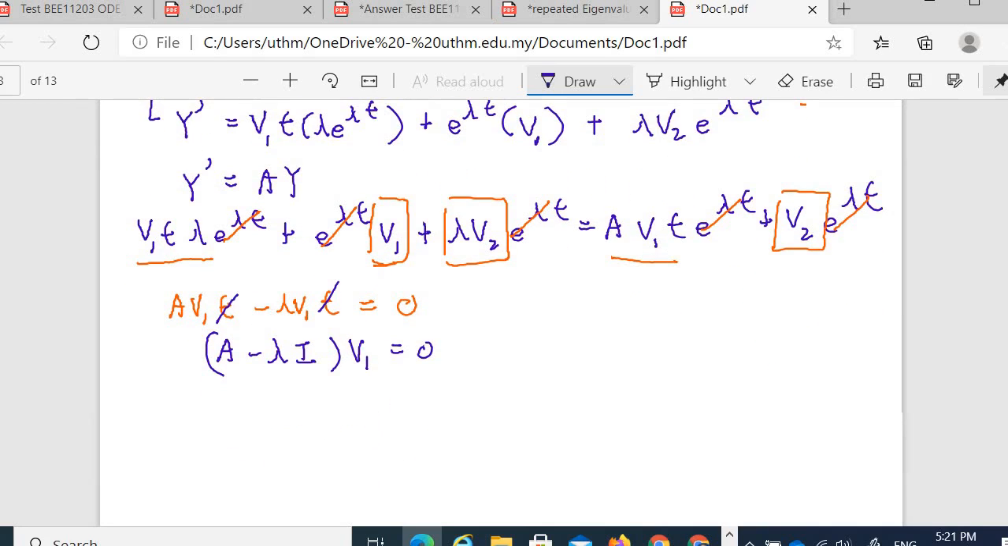So from this equation we can obtain lambda and v1, which we have obtained already. Now we are going to solve this one, which I highlighted already. So we have here lambda v2 plus v1 equal to a v2, that is, a v2 minus lambda v2 equal to v1.